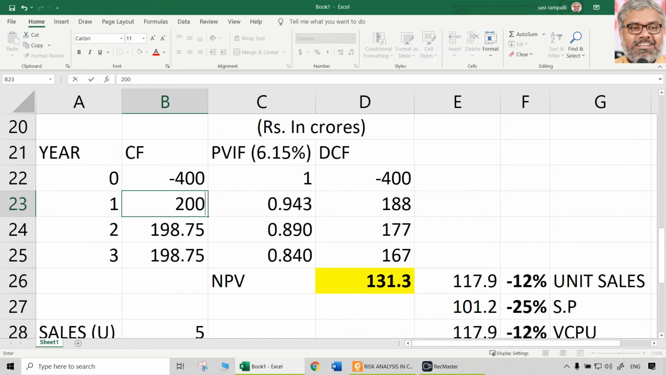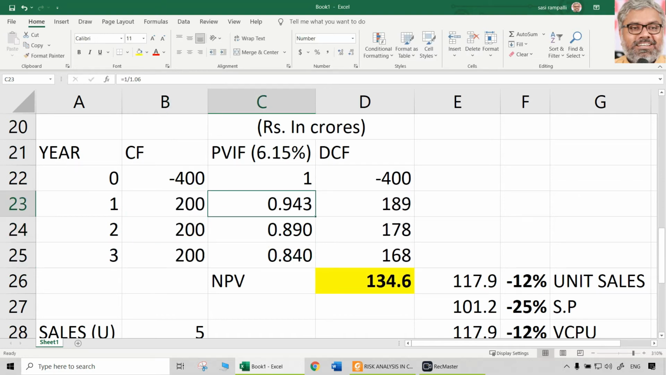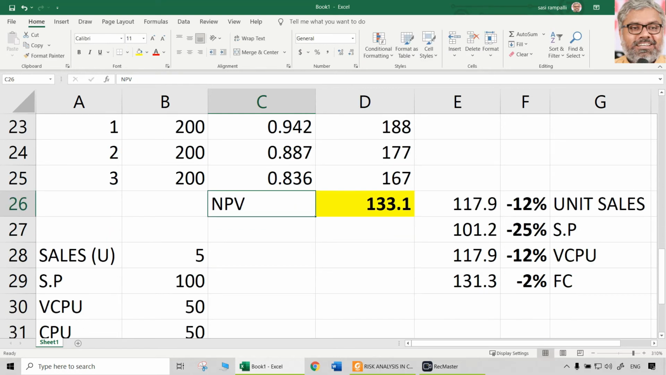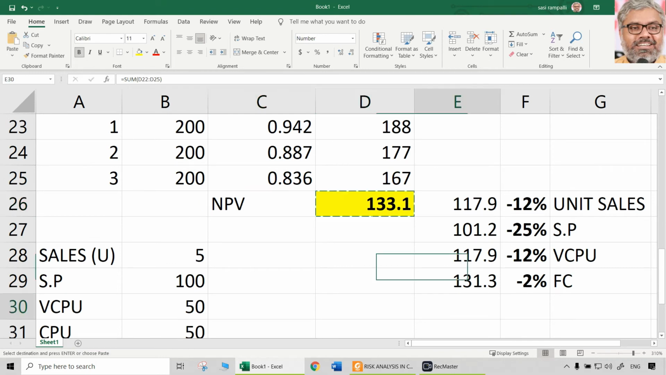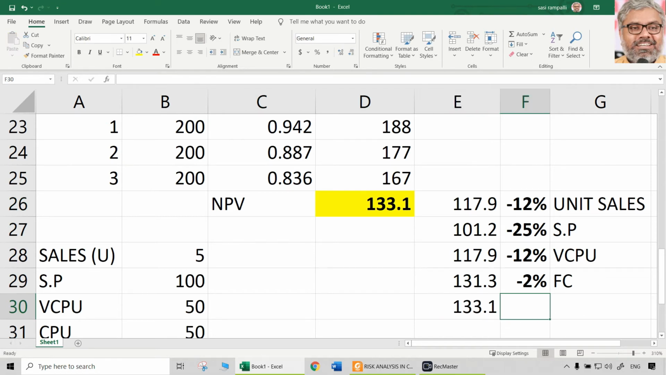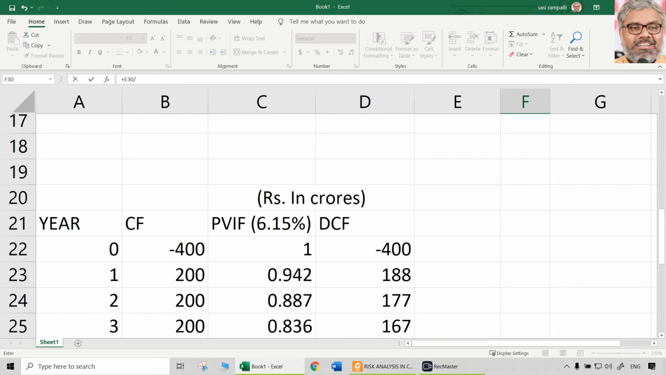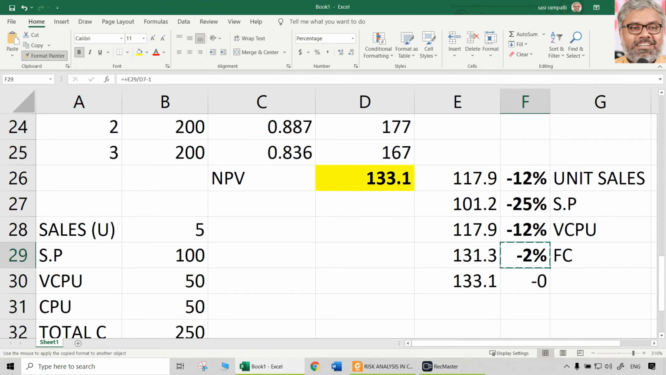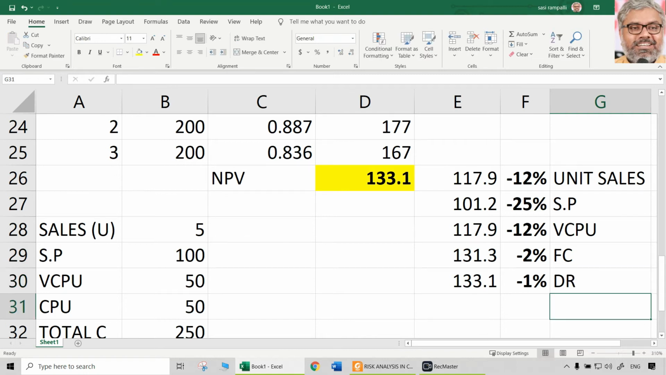Of course, this goes back to the base case scenario. Now what changes is discount rate. So this will be what? 1.0615. Now what is the NPV? 133.1. So if the discount rate changes negatively, in the sense it increases, bad thing on discount rate means increasing. So in that case, new NPV is 133.1. New divided by old base case minus 1. So how much percentage happened if there is a change in discount rate? Only 1% NPV has changed when the discount rate has increased by 2.5%.